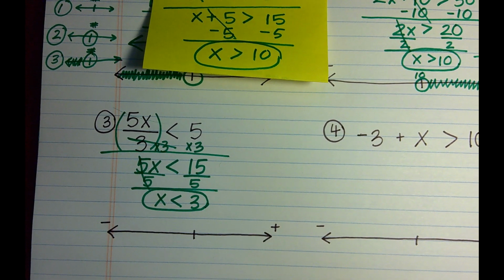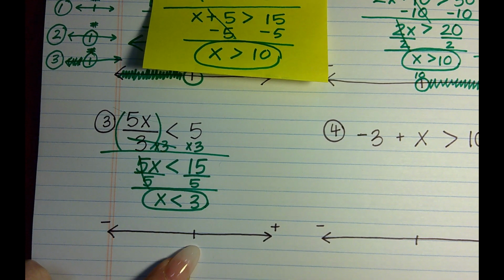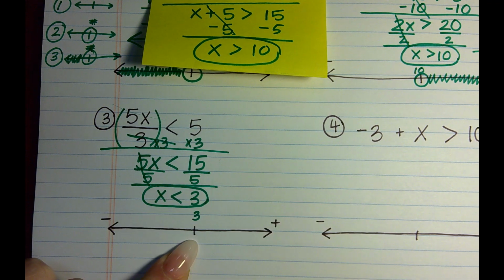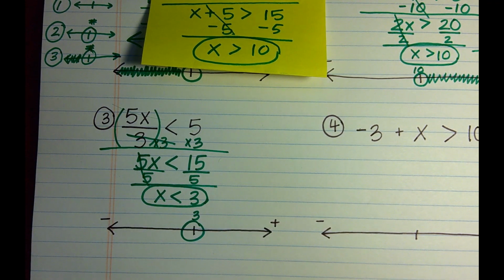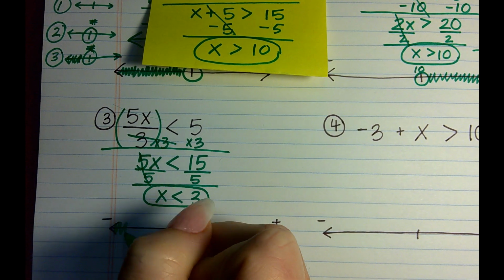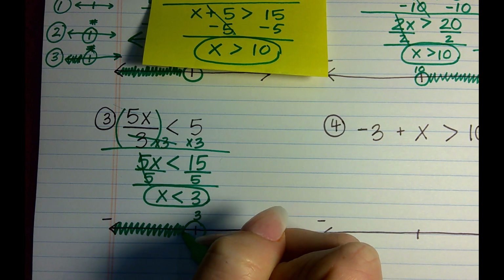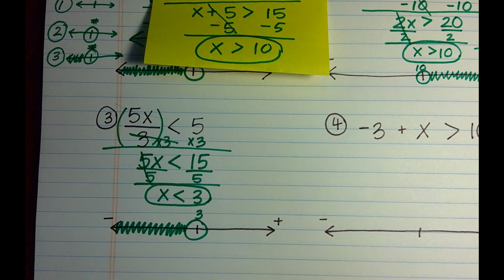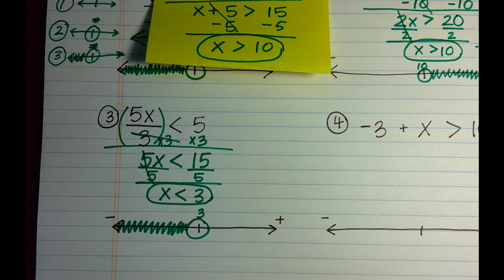Perfect. And to graph, you're going to put the 3 and circle the little line. And you're going to shade to the left. Perfect. X is less than 3. Here is that graph. Awesome.